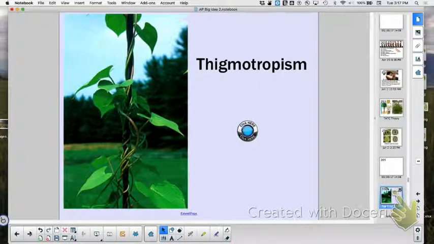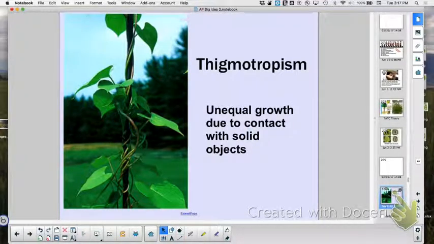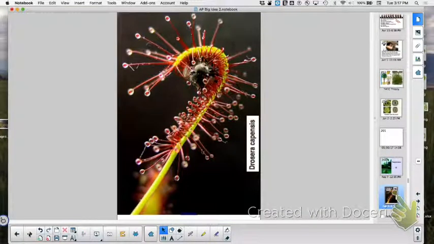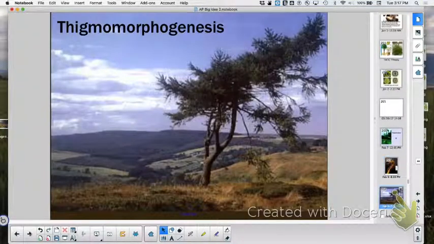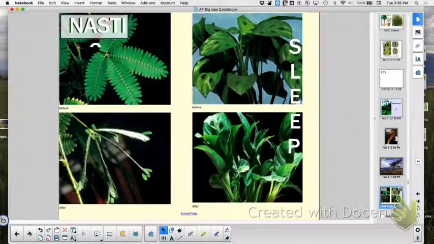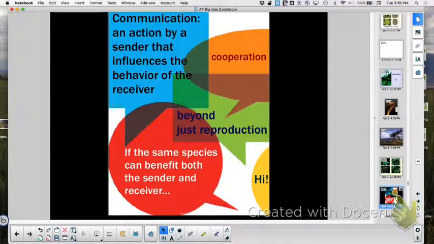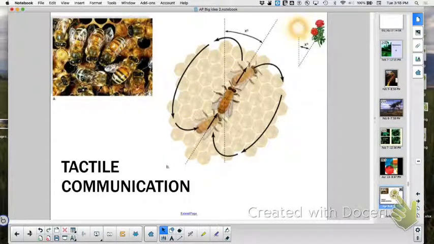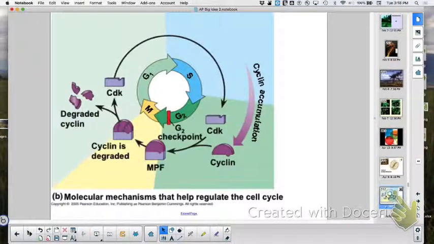Thigmotropism, do you remember what that is? When you wrap around an object, you're responding to your environment so you can climb and get support. Stinging cells. Morphogenesis. I don't think I gave you the definition, but this is when the whole plant responds to a windy environment up on a hill. Nastic movements, like the praying plants where they close their leaves. Communication. Tactile. Do you remember the bee dance? We already reviewed that.